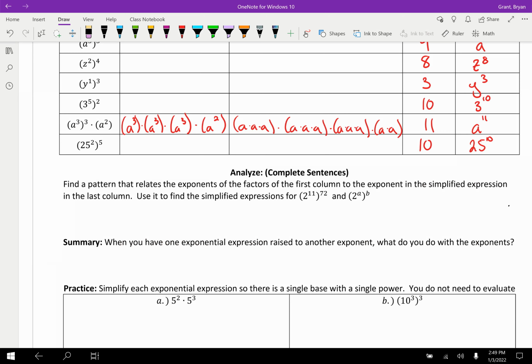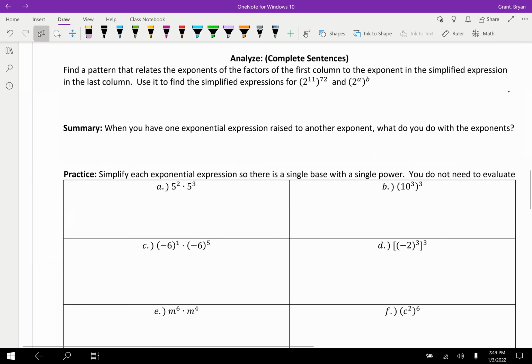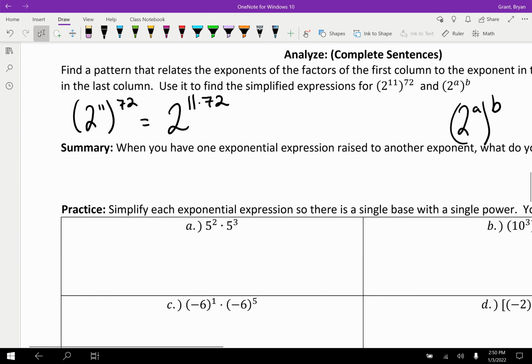All right, let's move into our Analyze section. This is going to first apply the pattern that we saw up above and then put that into words. So we're going to simplify 2 different exponential expressions here. We're going to simplify 2 to the 11th to the 72nd, and also 2 to the a to the b power. We really need to be comfortable looking at that pattern where you have an exponent, parenthesis, exponent, right? We see them both here, and that tells us, just as we saw up above, to simplify this down to only have 1 exponent instead of 2, we take the 11 and we multiply it times 72.